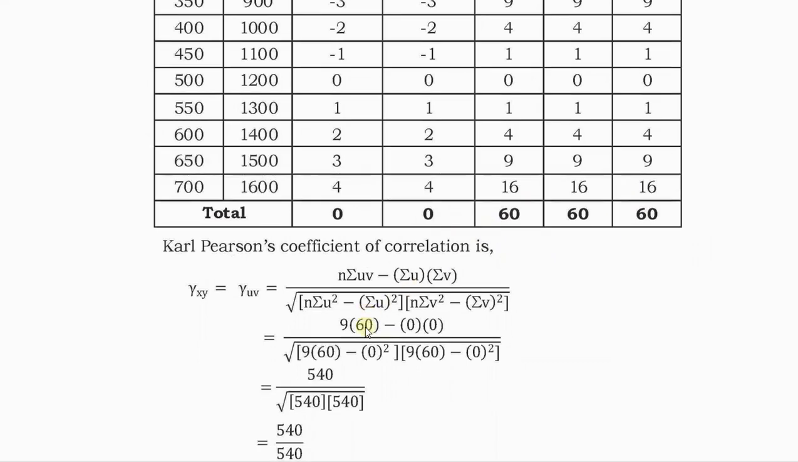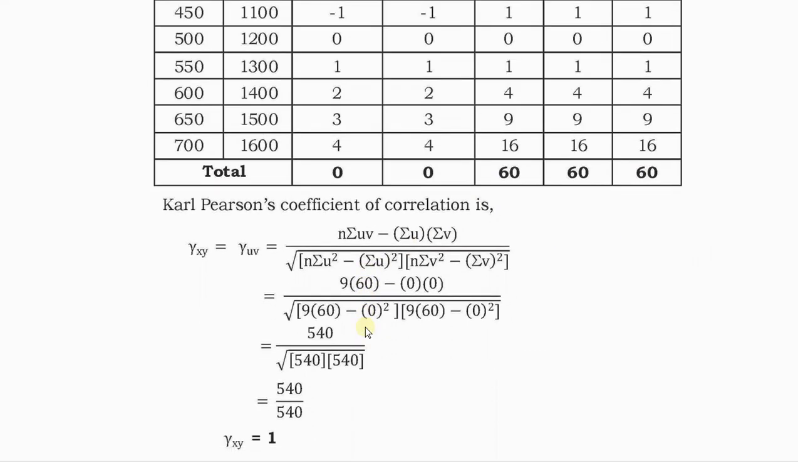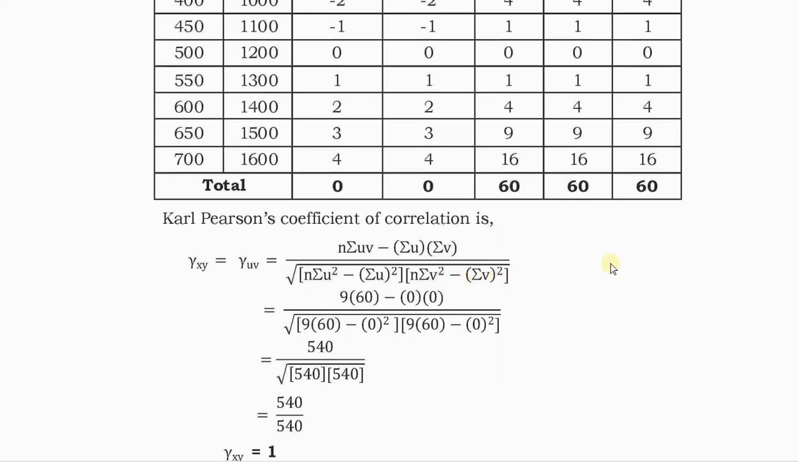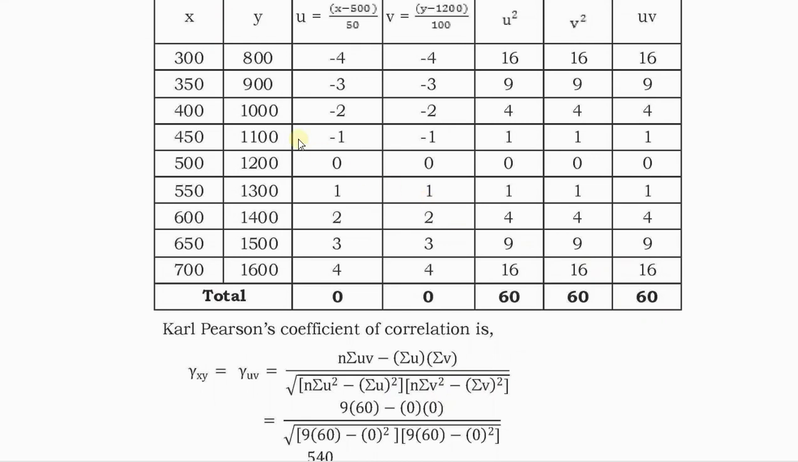So now let us look at the calculation. Formula, substitutions and the calculation. So the formula again here is correlation coefficient of uv is equal to n into summation of uv minus summation of u into summation of v divided by root of n into summation of u square minus summation of u whole square, n into summation of v square minus summation of v whole square. How many pairs of observations are there here?